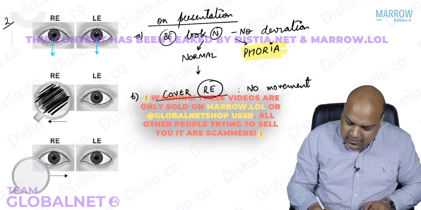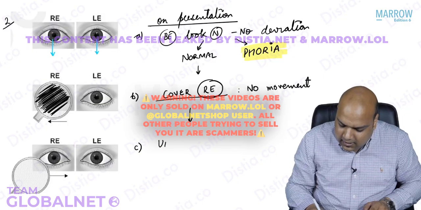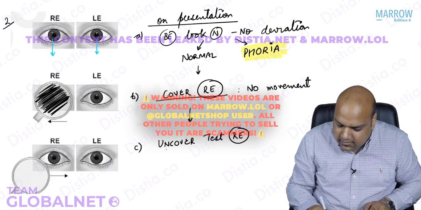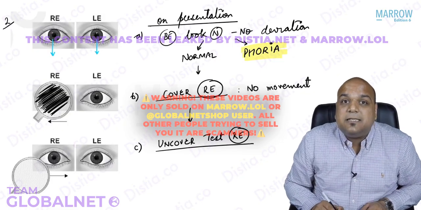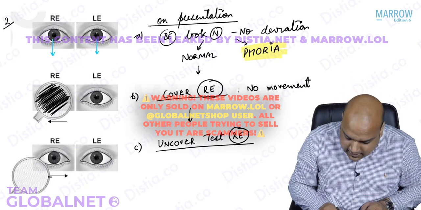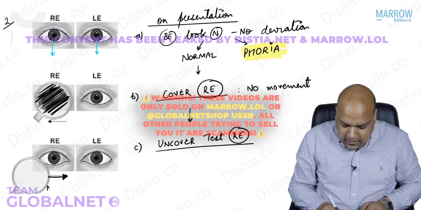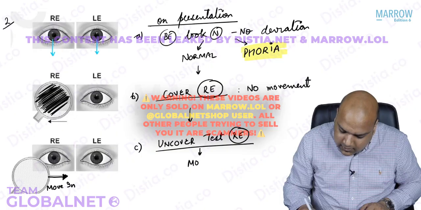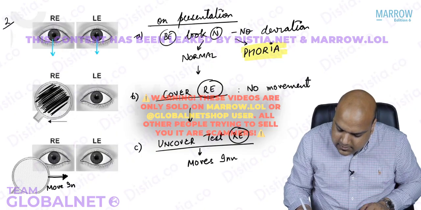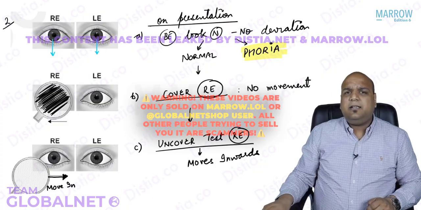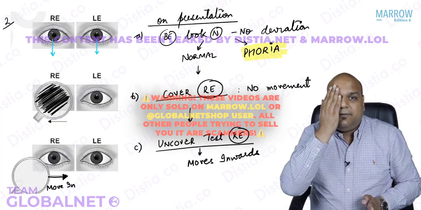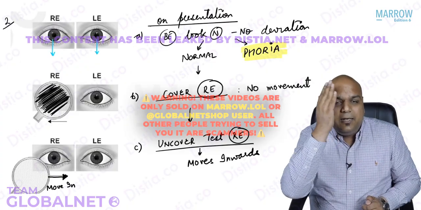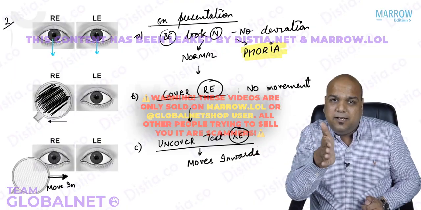But after I've done the cover test, I do the uncover test. I uncover the right eye. When I uncover the right eye, I see some magic happening. What do I see? That as soon as I uncover the right eye, the right eye on uncovering moves inwards. What does it tell us? It tells us that when I had covered the eye, the right eye must have moved outwards. So when I'm uncovering, the right eye is making a corrective action inwards.